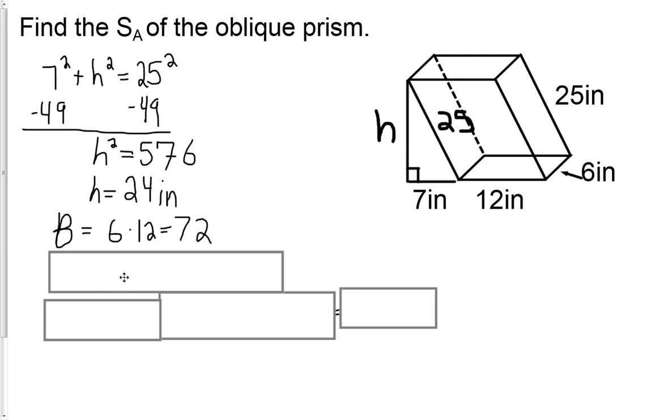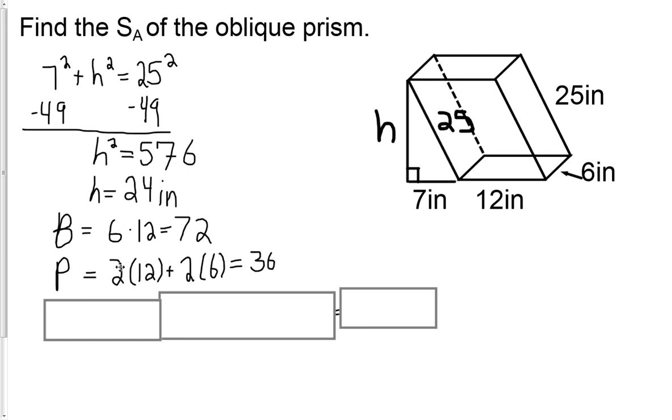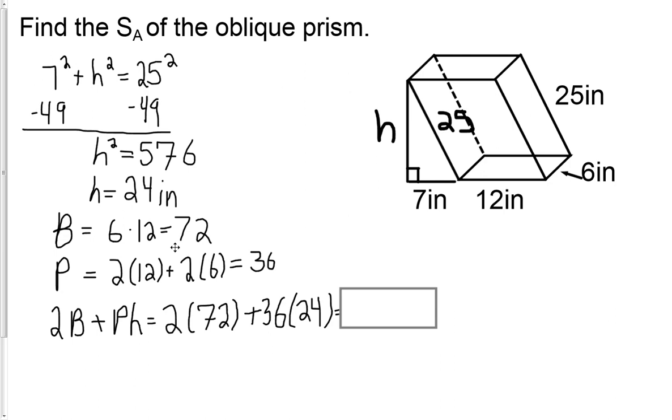And then the perimeter of that, which we've done similarly, 2 times 12 plus 2 times 6 is 24 plus 12 is 36. And then lastly, plugging those into the formula, 2 base plus perimeter height gives us 2 times 72 plus 36 times 24 gives us 1,008 inches squared.